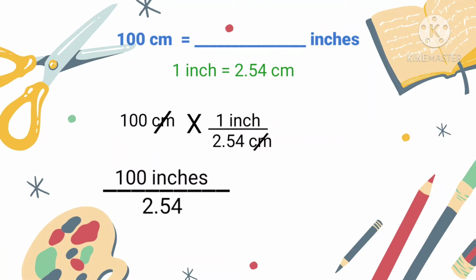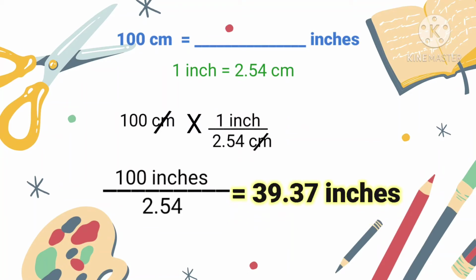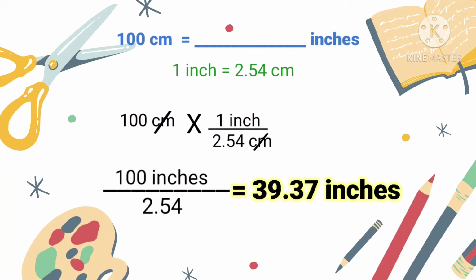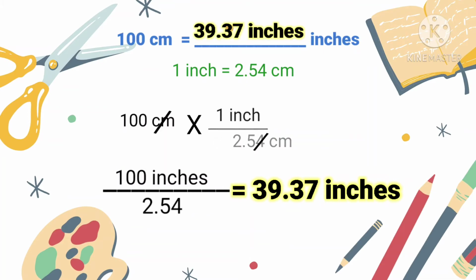Then proceed to division. 100 inches divided by 2.54 is equal to 39.37 inches. Therefore, 100 centimeters is equal to 39.37 inches.